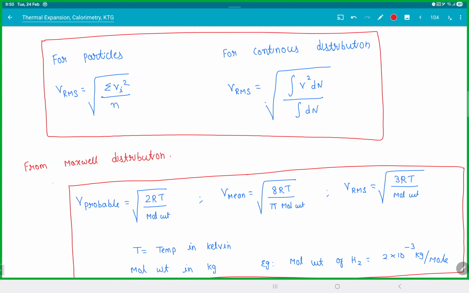But later on we will see questions where they'll give a hypothetical distribution. They will tell you if it is not Maxwell distribution but some hypothetical distribution, then how do you find the velocities? Yeah. So that's a bit of it.